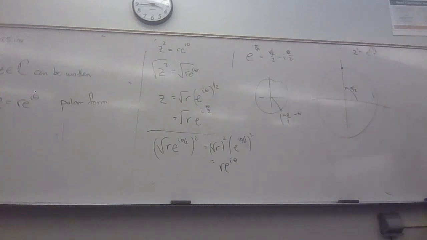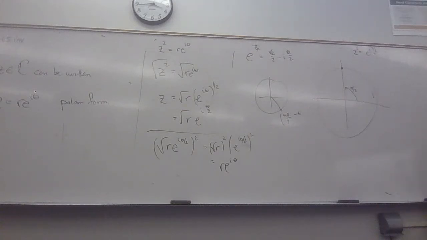e to the i pi over 2 is the representation of pi over 2 radians on the unit circle. How would I take a number and square it and get e to the i pi over 2? What's an angle that would do that? If I multiplied the angle by 2, I would land at pi over 2.